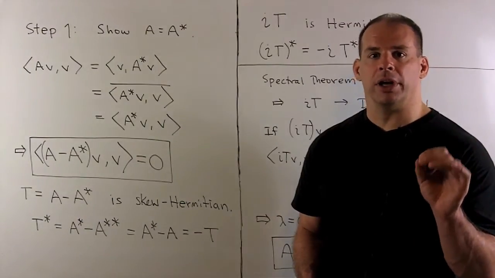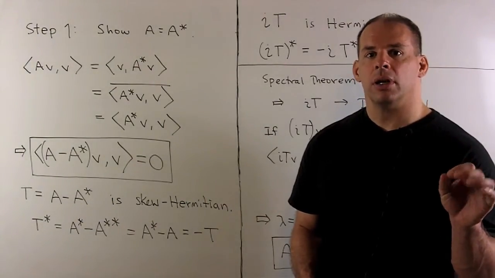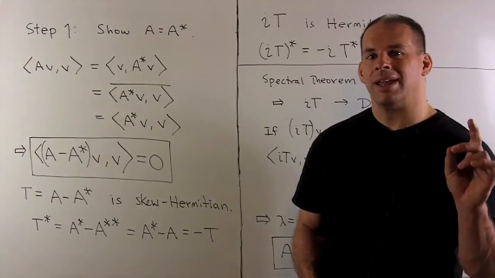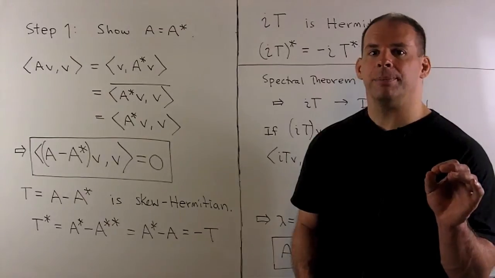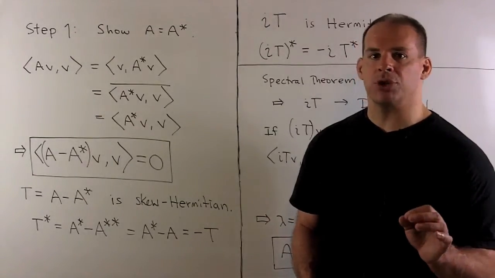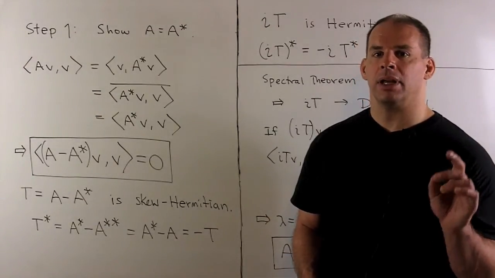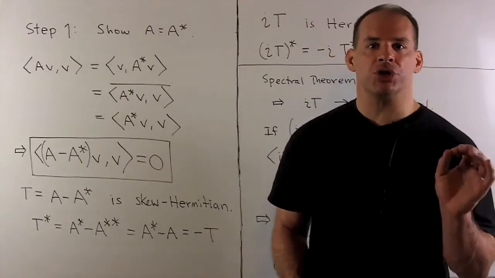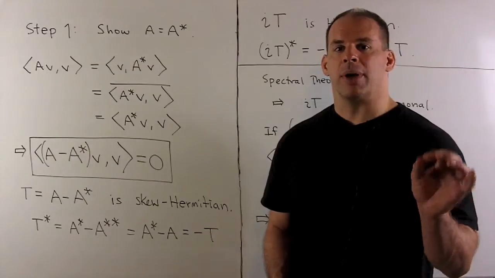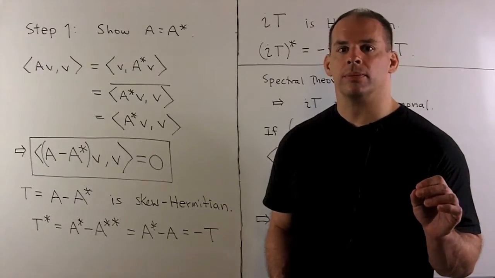There are three things we want to do. First, we want to show our result, then take a look at an explicit example. Finally, we'll explain why the spectral theorem is true. Now, to show our result, our first step is to show that A is self-adjoint. So A is equal to A star.